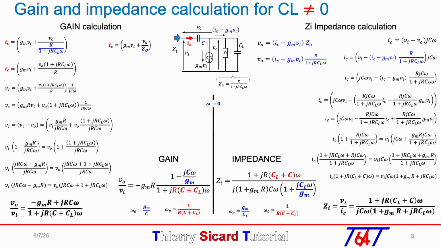When omega approaches 0, we obtain the DC gain minus GMR and the impedance is capacitive. As omega tends to infinity, the gain is equal to a capacitor ratio of C over C plus CL, and the impedance is still capacitive but with a small capacitance value equal to CL times C over CL plus C.